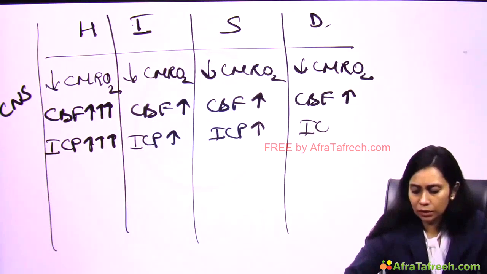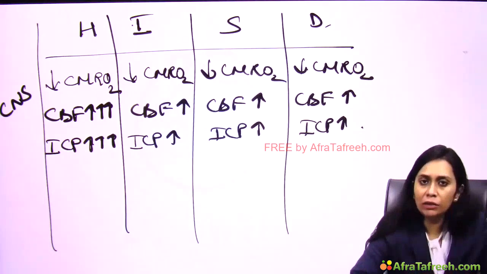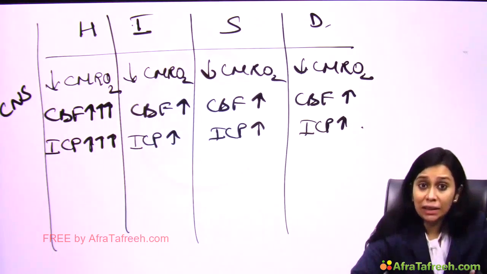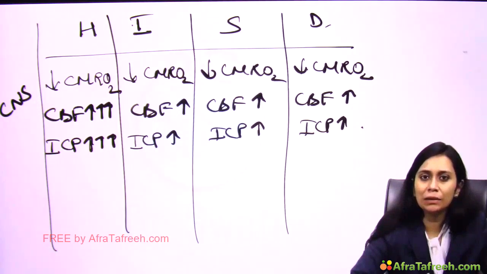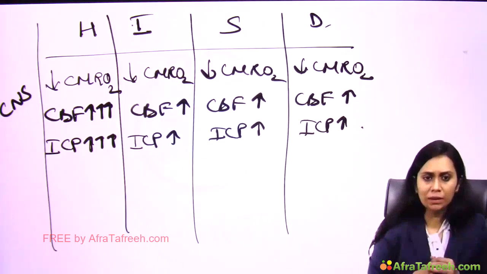If I was discussing an IV agent, I would have said decrease CMRO2, decrease cerebral blood flow, decrease intracranial pressure. Inhalational: decrease CMRO2, but increase cerebral blood flow, and increase ICP. So IV anesthetic agents decrease ICP, inhalational increase ICP.